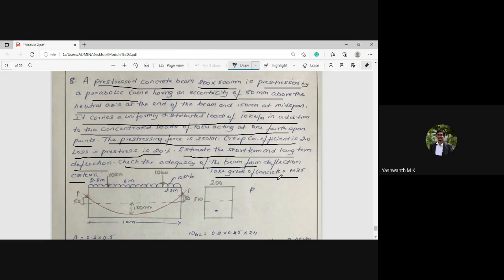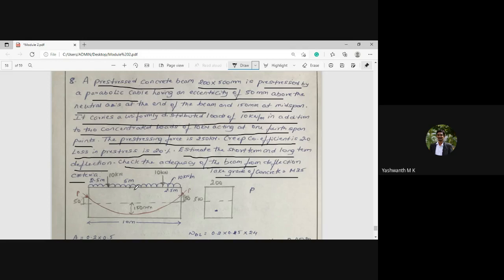Now, please listen here. What is the change from the last problem to this problem? The aim of the problem in the last and in this problem is the same, that is calculating short-term and long-term deflection, and they have given a creep coefficient and everything. But there are two changes in the problem. One is, in the last case the beam was subjected only to the UDL. But in this particular problem, apart from the UDL, two additional concentrated loads are acting at 1/4 span. That is the one change.